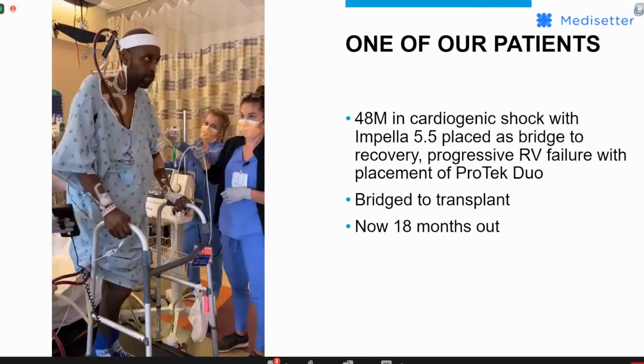And this is actually one of our patients. He's a 48-year-old gentleman who we bridged to heart transplantation. He has a couple of devices here that I'll explain. Coming out of his right neck, this is what's called the Protect Duo. This is a device that goes in the right ventricle and actually perfuses the right side of the heart and the lungs out of the body. And then he also has what's called the Impella device, which is an axillary device that supports the left ventricle. And so this was him doing therapy while waiting for his heart transplant.